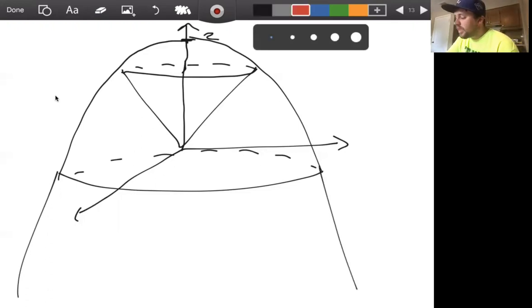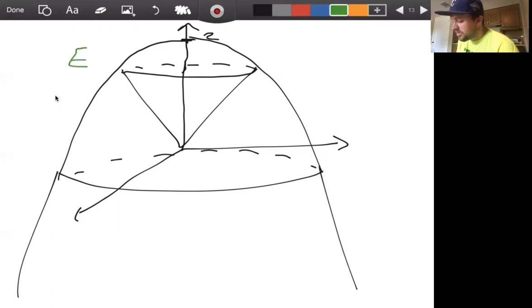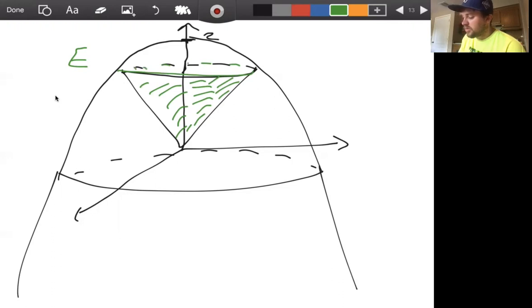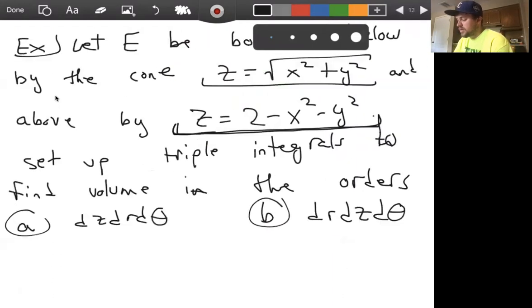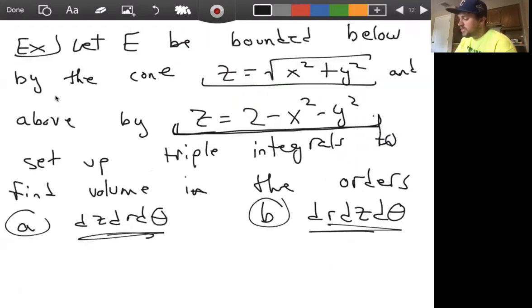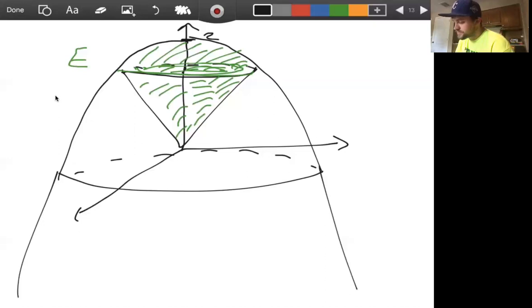Okay? And we want the region E that's bounded by the cone and this paraboloid. And so it kind of looks like a snow cone, right? Or like a frozen ice thing here, because you have your cone, and then you have this rounded part at the top. And so we want to set up integrals in 2 different orders, given here and here, to find the volume of this region.